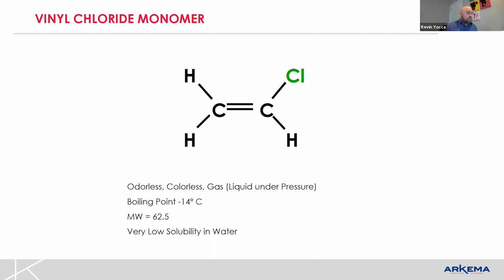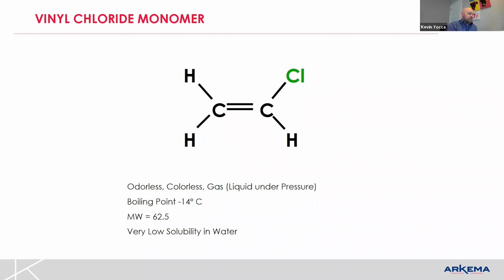And it's pretty simple, right? It's a vinyl monomer that has a chlorine attached. That labile chlorine, when it's in PVC, is the thing that can make this thing strong, but also cause a lot of problems when we're trying to formulate around it.